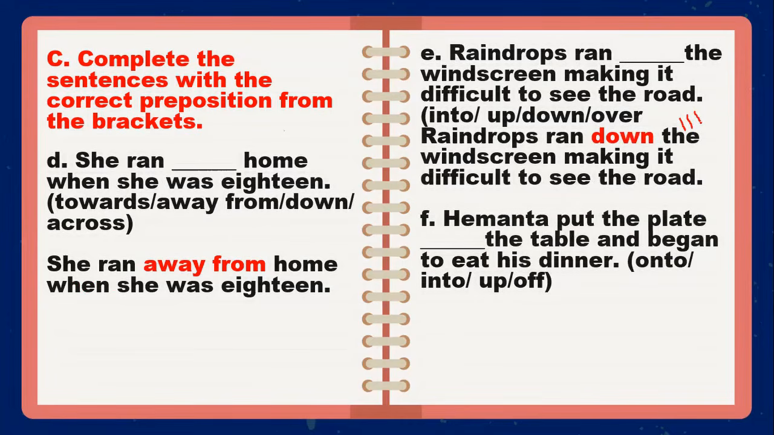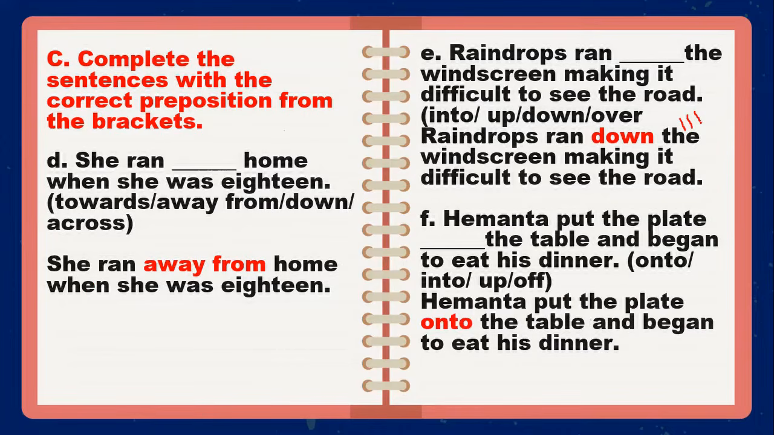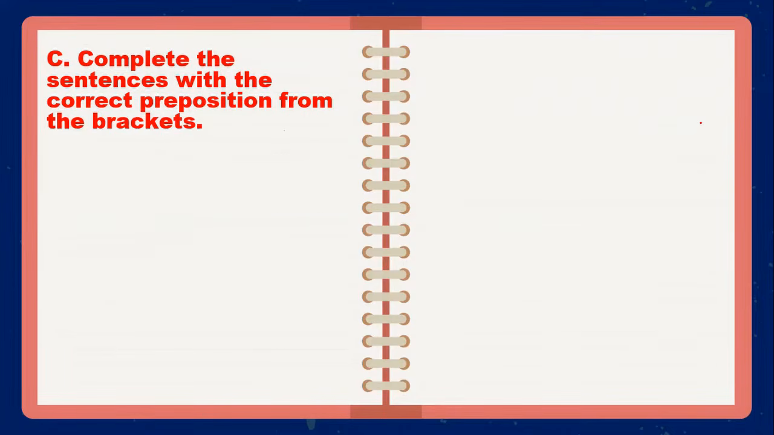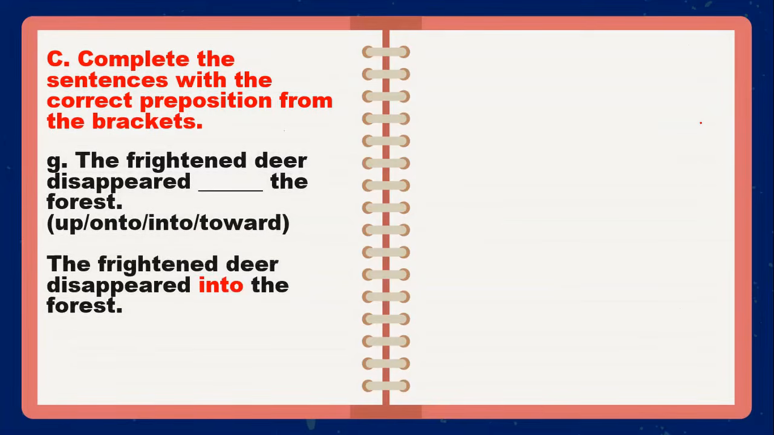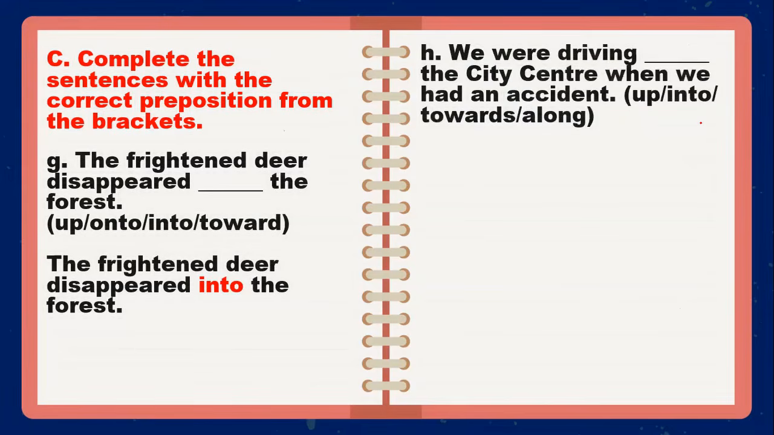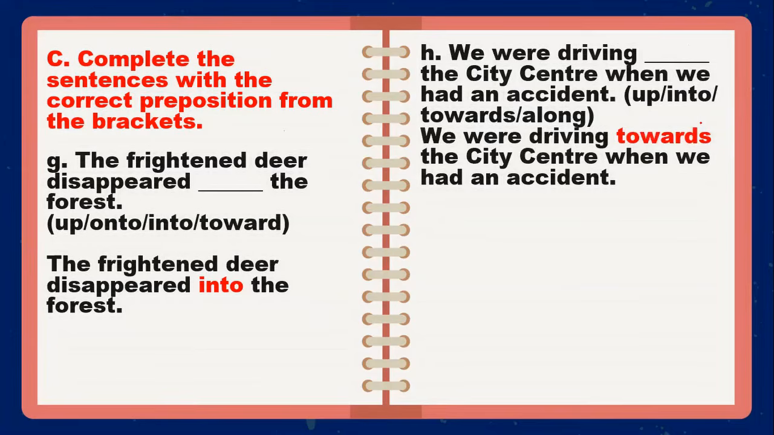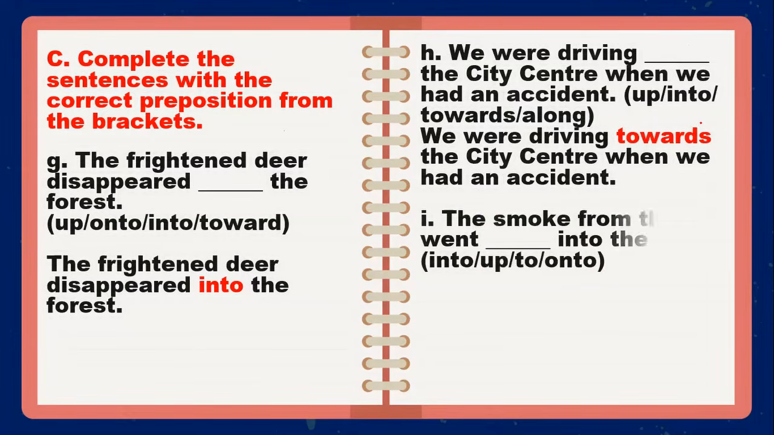Number F, Hemanta put the plate dash the table and began to eat his dinner. So when you put the plate on something, there is motion. So it is not up, off, into, but onto. Okay. Now, G number, the frightened deer disappeared dash the forest, into the forest, disappeared inside the forest. We were driving towards the city center when we had an accident. The smoke from the fire went dash into the sky. Now smoke from the fire goes upward. Earlier, when falling, it was down; when going upward, it is up.